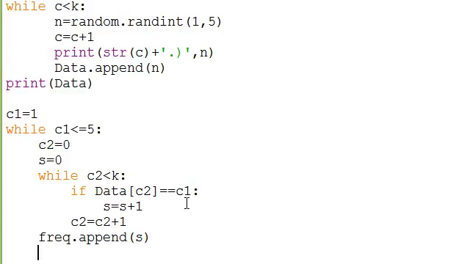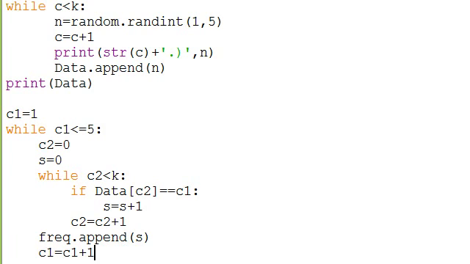Then of course C1 is equal to C1 plus 1. That means now we're going to be looking for the number 2. So we're advancing. C1 was 1, so now C1 is assigned 2, and we go back up to this while statement. C1 is now 2, and 2 is less than or equal to 5, so it goes back through here. Now it's going to loop through and count the number of times 2 appears.